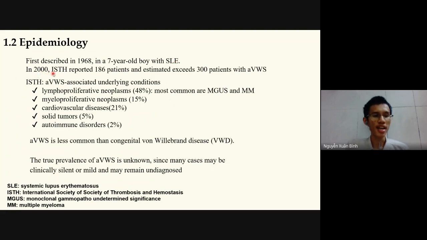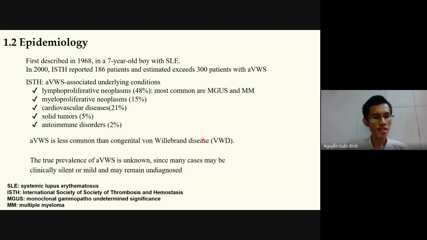In 2000, ISTH reported 186 patients, and they estimated more than 300 patients who have acquired von Willebrand syndrome. Look at the underlying conditions which I list here: lymphoproliferative neoplasia are the most common, and MGUS is the most common, while von Willebrand disease is the most common inherited condition. Acquired von Willebrand is less common than that.